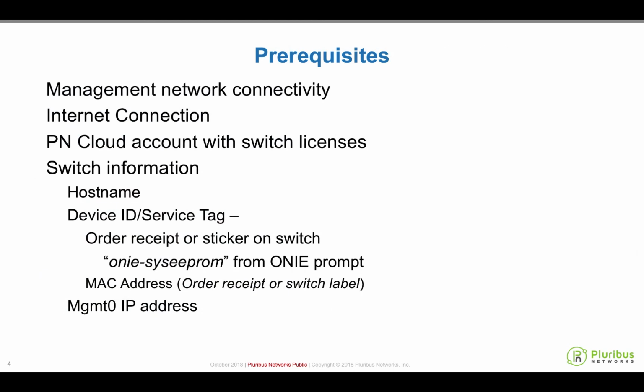To use ZTP, there's some essentials you'll need to have on hand. You'll need management connectivity between the switches in UNUM, as well as internet connectivity. Also, you'll need a PN Cloud account with ONVL switch licenses for each switch to be provisioned. You'll need some information from the switches themselves, such as the host name you want to use, the device ID, and the MAC address. The device ID or service tag, if you're using a Dell switch, is located on the order receipt and the sticker label on the switch. If necessary, you can also console into a bare metal switch and issue an ONI sys EEPROM command from the ONI prompt. If you have a preferred management IP schema, you'll want that handy as well.